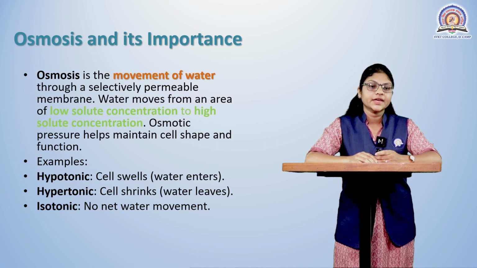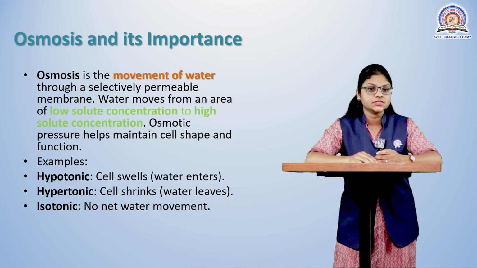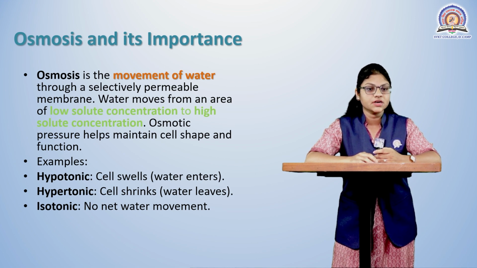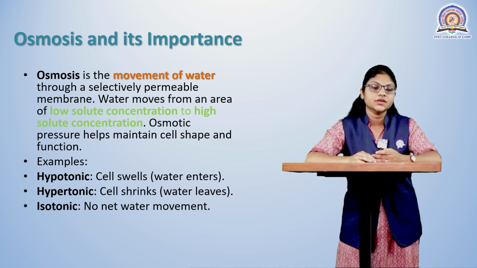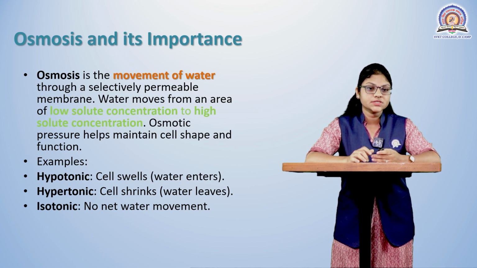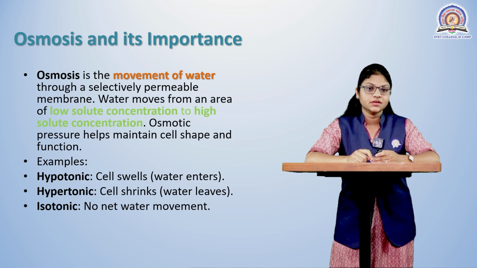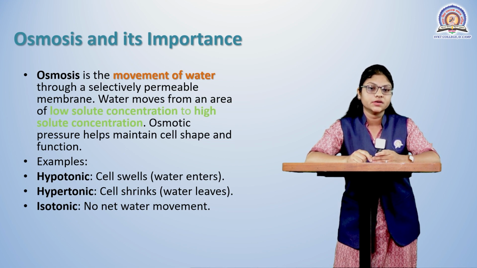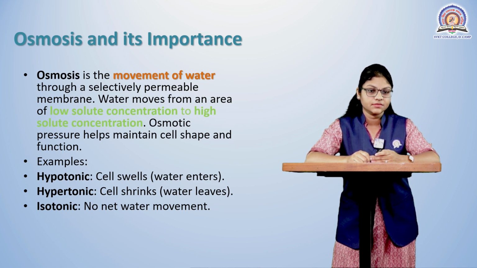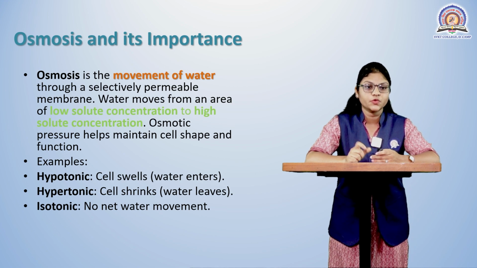Here we can study three conditions: one is the hypotonic solution, second is the hypertonic solution, and third is the isotonic solution. A hypotonic solution has low solute concentration and high solvent concentration. When we place our cell in it, the outside water starts entering the cell, and the cell gets swollen.